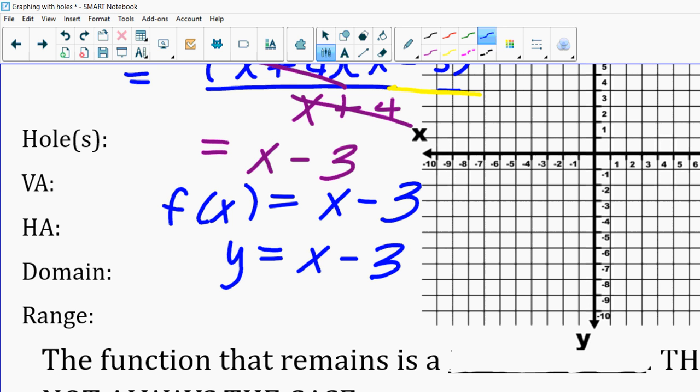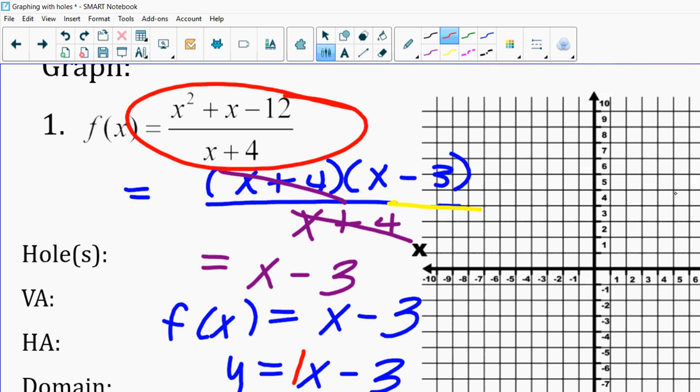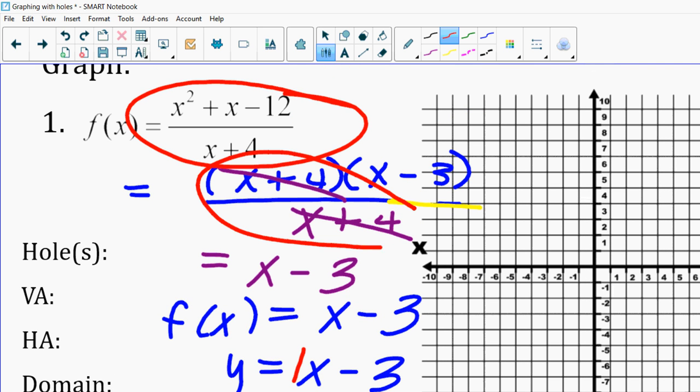What's the y-intercept? Negative 3. What's your slope? Where is slope? Mx plus b. It's the coefficient of the x. That's what you've got on your graph. So what does this do to it? Does that not do anything?